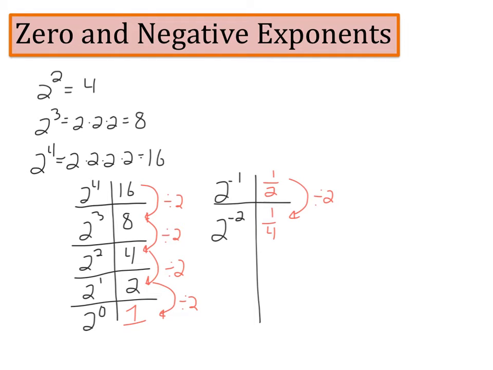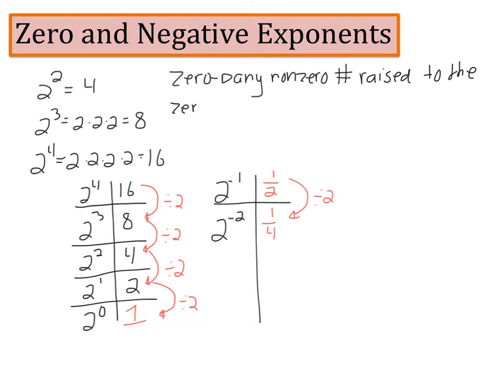So we have just discovered our 0 and negative exponent rules. We have the 0 rule, which says any non-zero number raised to the 0 power, as we saw right here, the answer is just going to be 1.